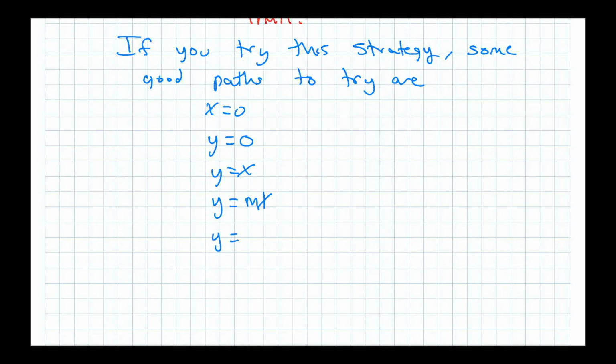After you try that, maybe you want to try a second power, like y equals kx squared. You usually wouldn't go higher, but you always could. So these are the kinds of paths that you might try. Again, the reason you have to know a few of them is because just trying two of them doesn't mean anything. But usually, if the limit is not going to exist, if you try something that's x and something that's x squared, usually you'll get different limits if that strategy is going to work.